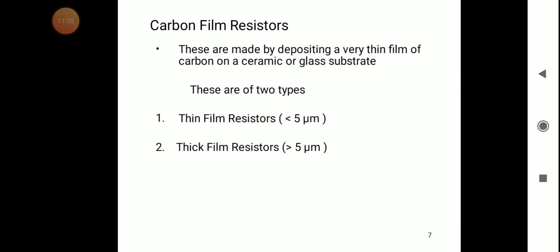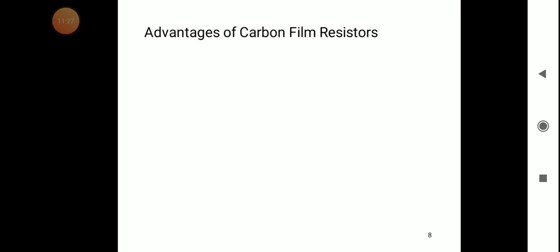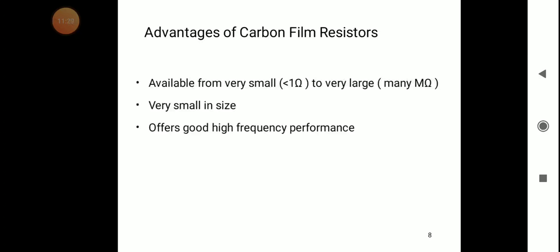Thin film resistors have a film thickness of less than 5 micrometers. Thick film resistors have a film thickness greater than 5 micrometers. So these are the two classifications of carbon film resistors. The main thing is that we use the carbon in the form of a film.